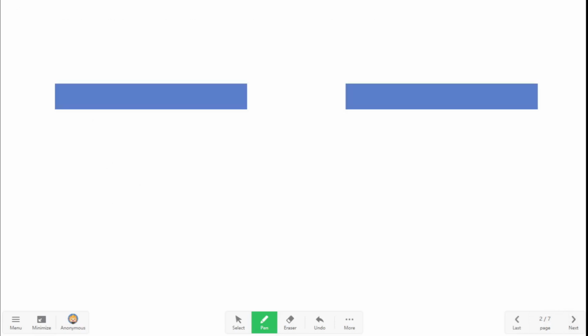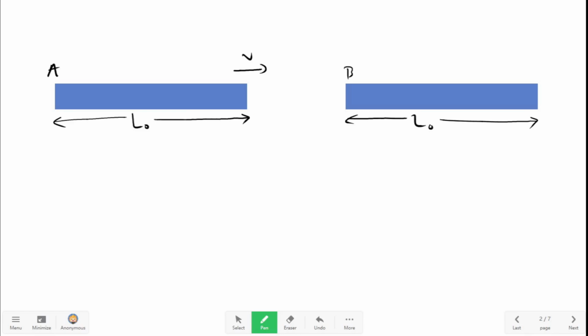So the situation is like this. We have two trains. Let's say this is train A, this is train B. Both of them have proper length equal to L0. And they are moving with the same speed but in opposite directions.